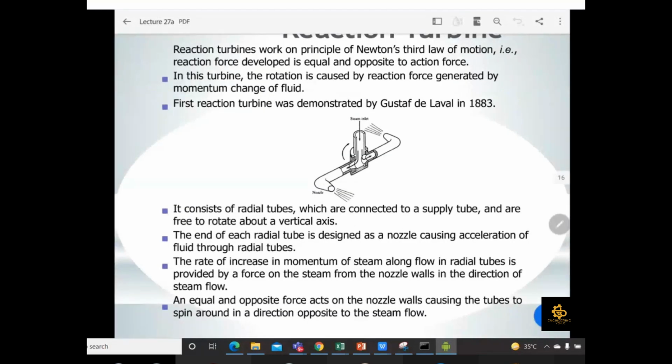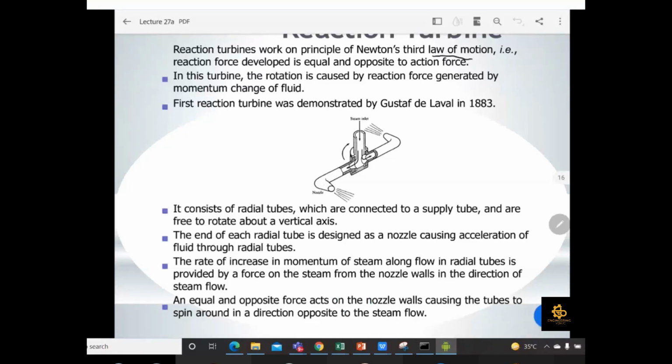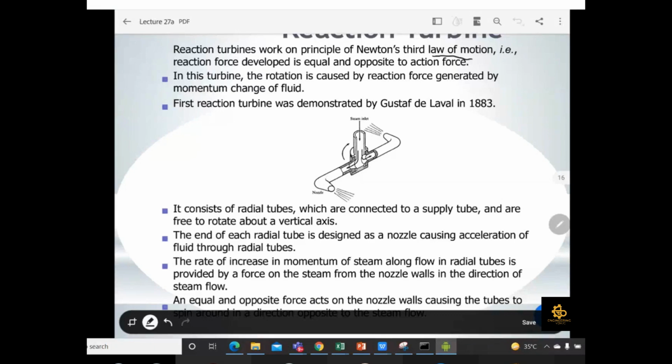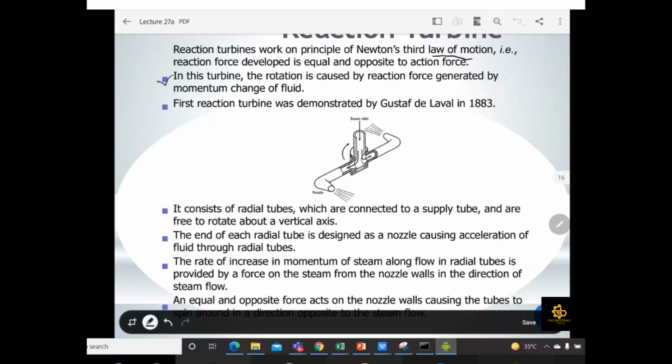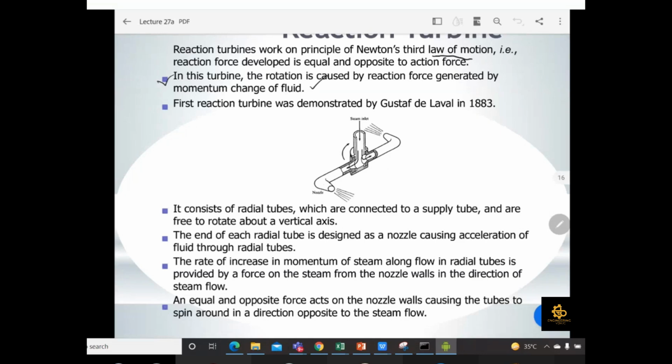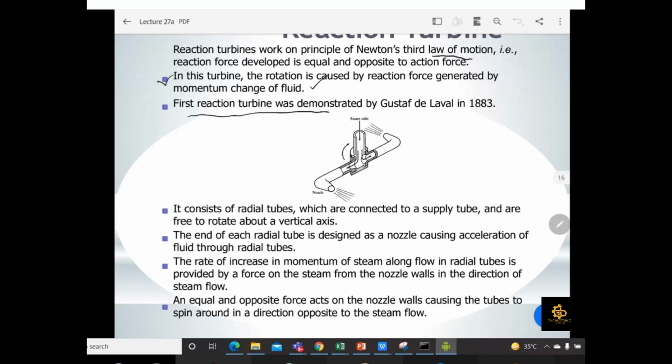So reaction turbines work on the principle of Newton's third law of motion, that is, the reaction force developed is equal and opposite to the action force. So in this turbine, the rotation is caused by the reaction force generated by the momentum change of the fluid. Here it is mentioned that the first reaction turbine was demonstrated by this person in 1883.